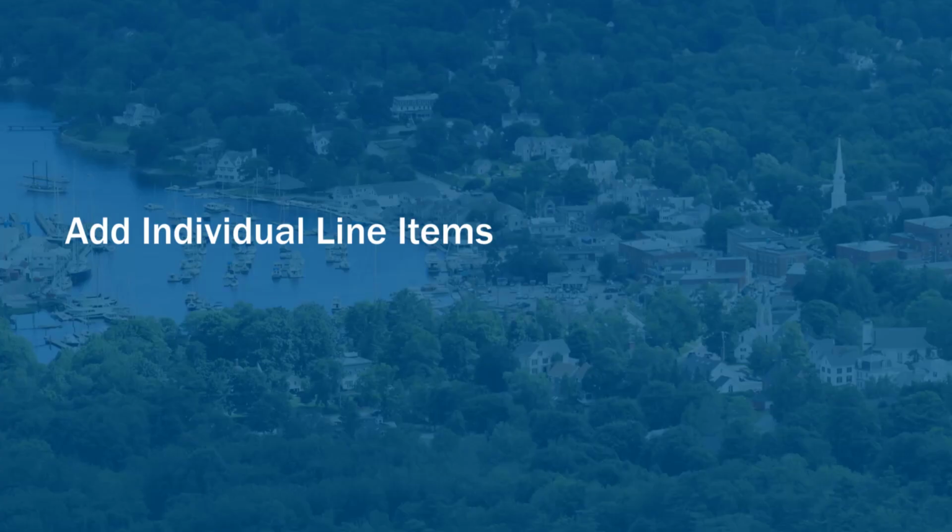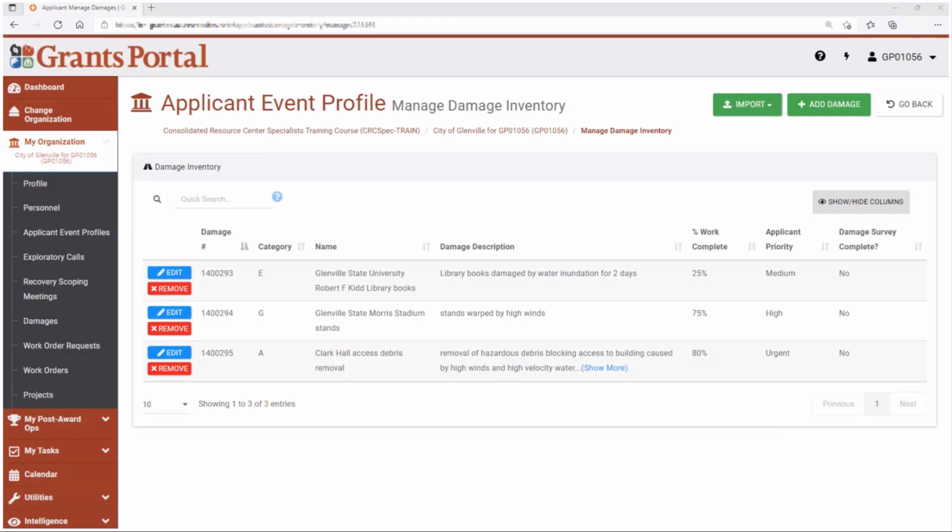In Grants Portal, we can also add individual damage line items, even if the damages were previously loaded using the template. If additional damages are discovered after the damage inventory template has been uploaded, the applicant can add more individual line items. If several more need to be added, it may be worthwhile to have the PDMG add them to a blank copy of a damage inventory template and upload that template to add new line items.